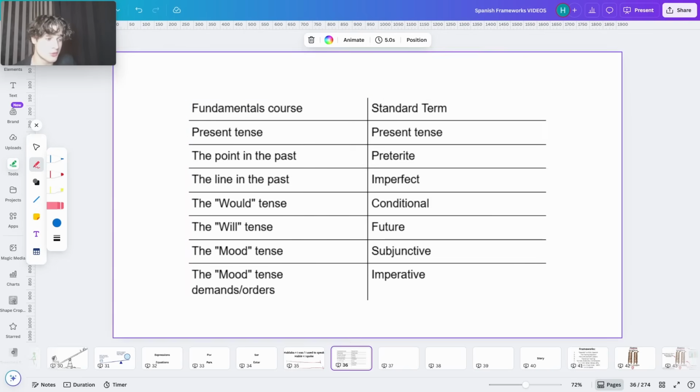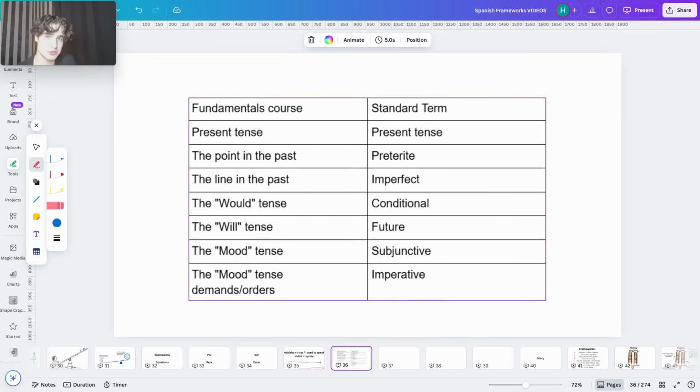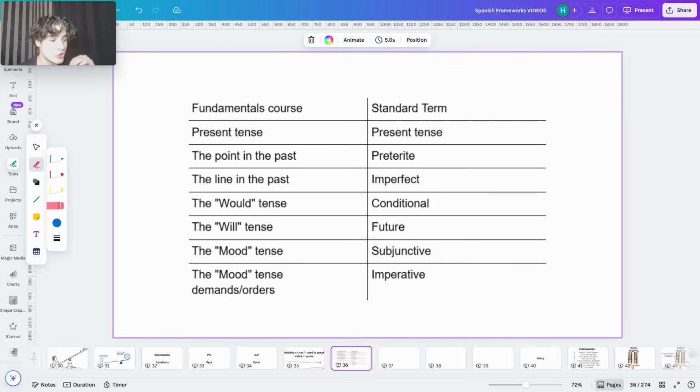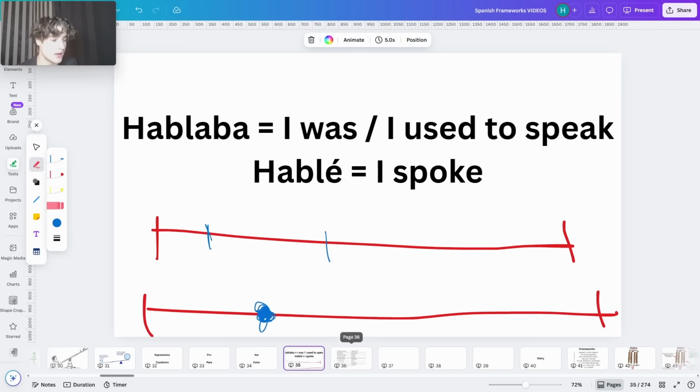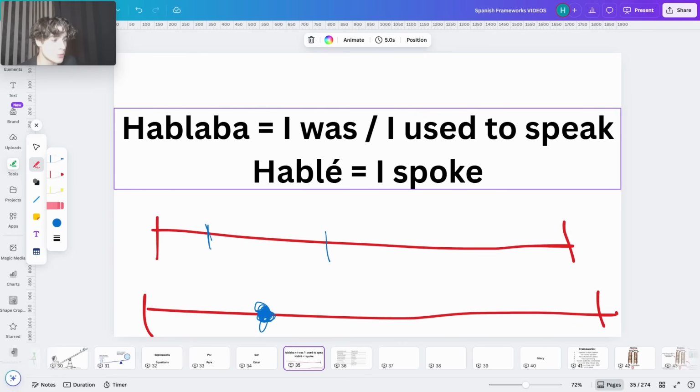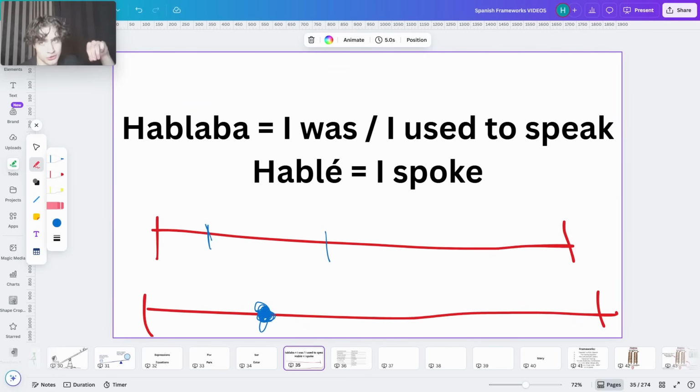And so I just call it the line in the past and the point in the past. I'm telling you, I didn't even know that they were called imperfect and preterite for the longest time. But you don't need to know that. You just need to know that the line in the past refers to I was or I used to, and that the point in the past refers to I spoke, or the direct point in the past.